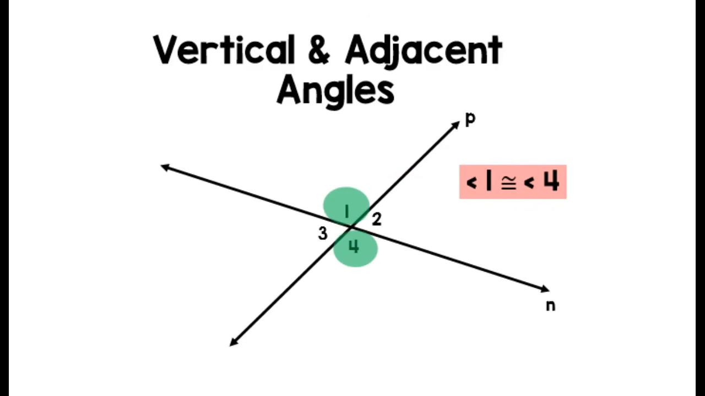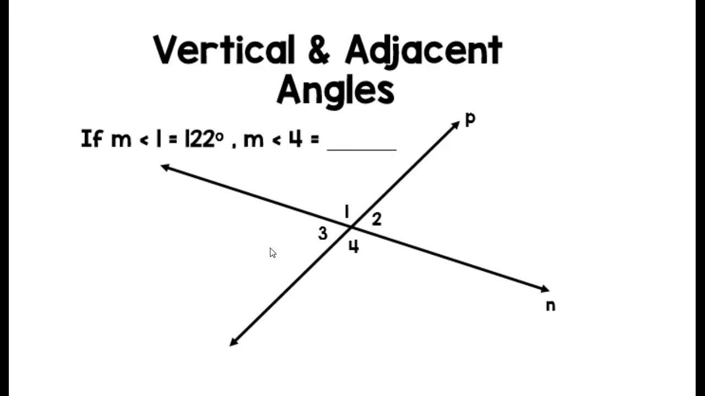Okay, so let's say the measure of angle 1 is 100 degrees. That means that the measure of angle 4 is also going to be 100 degrees. Now here we have angle 2 and angle 3. These angles are vertical, they're across from each other, so they are congruent. If we said that the measure of angle 2 was 77 degrees, the measure of angle 3 would also be 77 degrees.